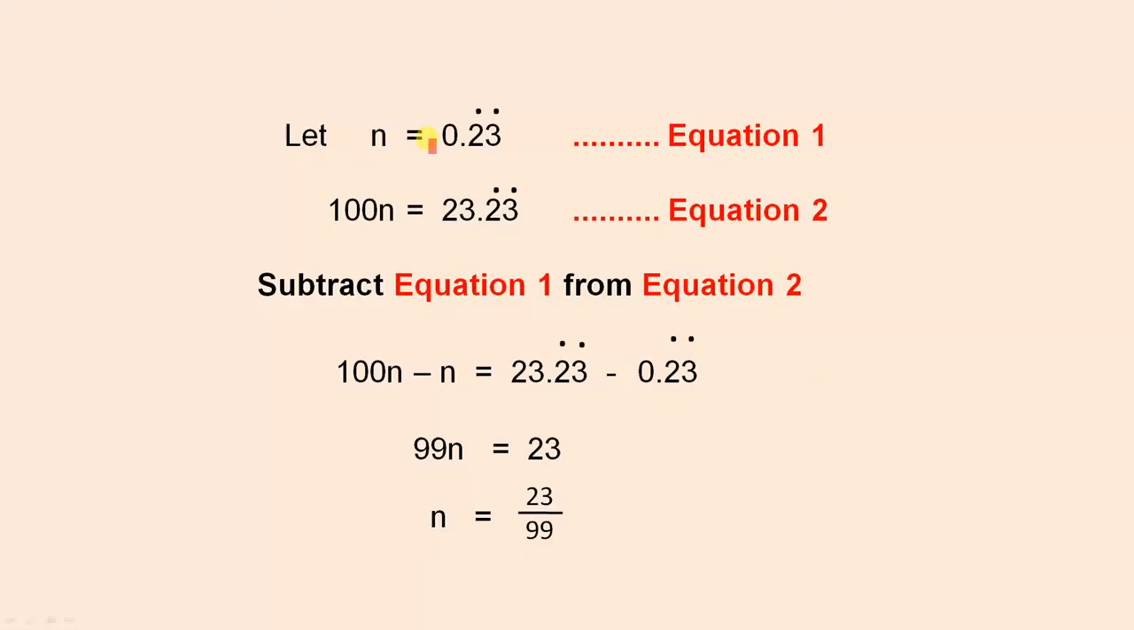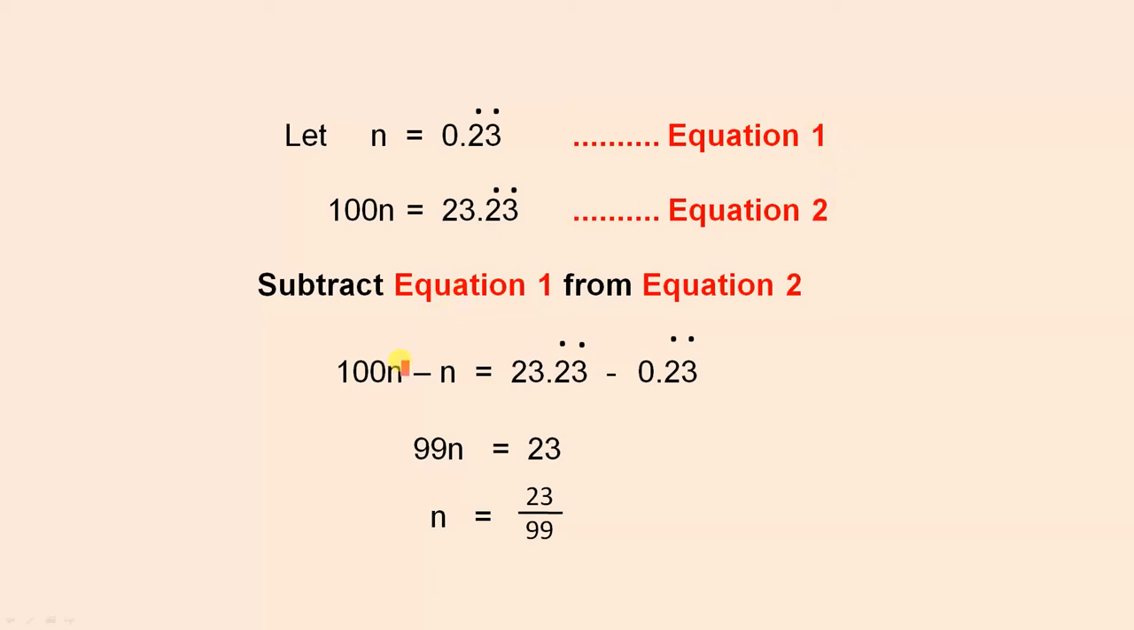If we let n equal 0.23, where both the 2 and the 3 keep repeating themselves, so that's n, then if we multiply that by 100, we get 100n equals 23.23, and the 2 and the 3 keep repeating. Subtract equation 1 from equation 2. That is, we go equation 2 minus equation 1.